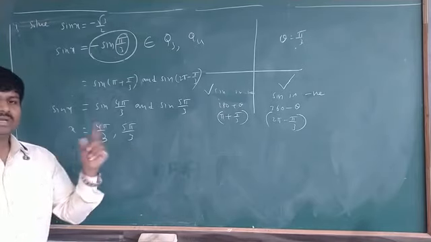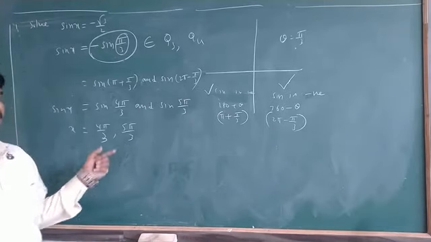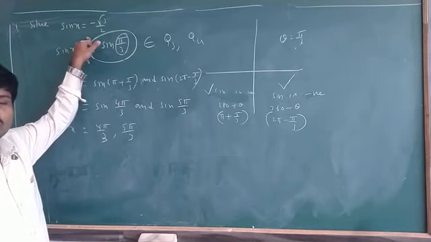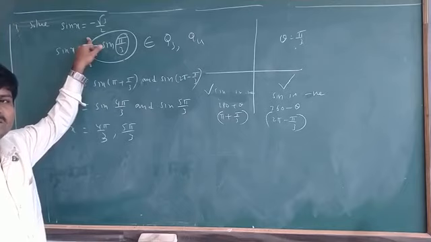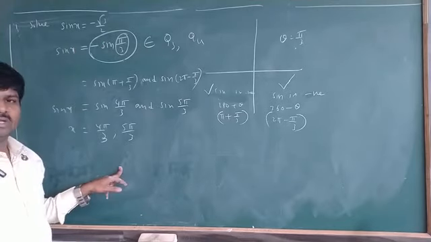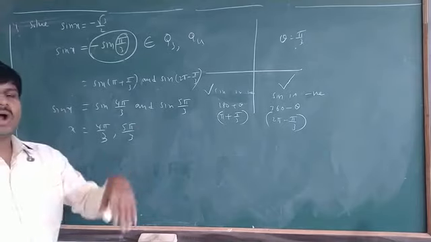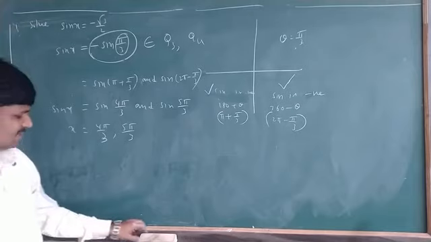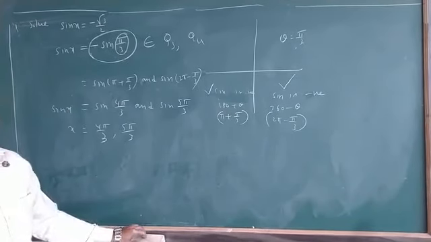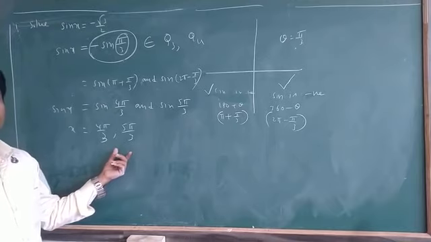What we need is a general solution. To find a general solution, what do we require compulsorily? We require a principal solution. We require a principal solution, then we have to find the general solution. So first I find the principal solutions here, and then we have to find the general solution.